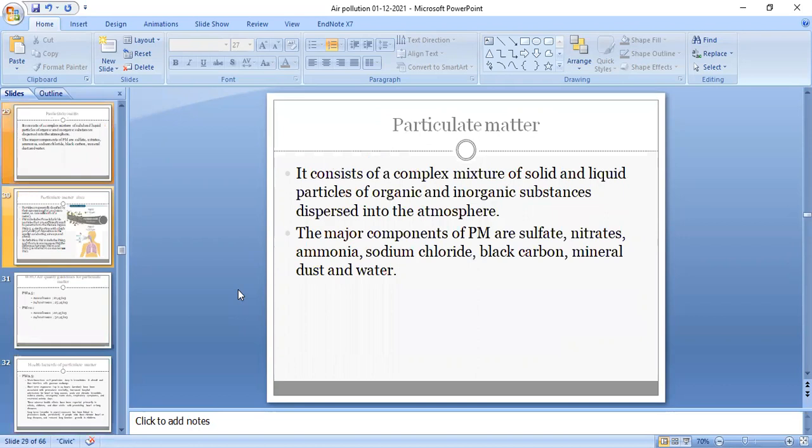Now the particulate matter, that is also a major air pollutant. It consists of a complex mixture of solid and liquid particles of organic and inorganic substances that are dispersed into the atmosphere. The major components of particulate matter are sulfate, nitrates, ammonia, sodium chloride, black carbon, mineral dust, and water.